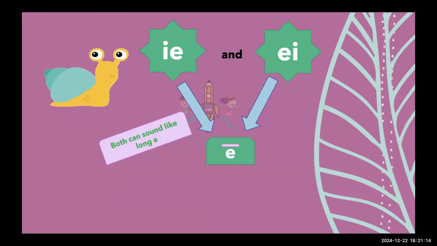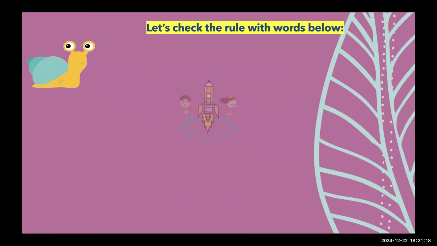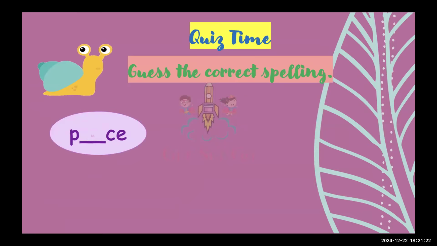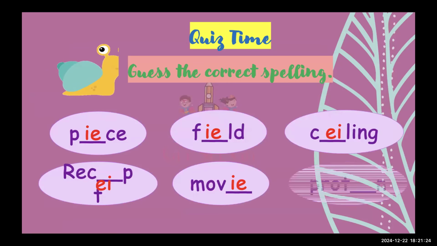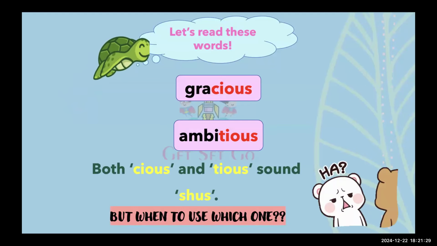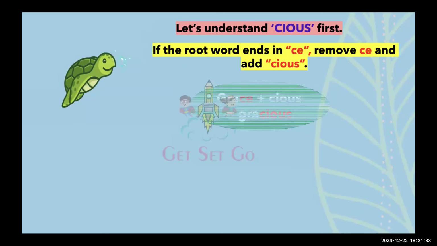Okay, so they can make a long E sound, both of them, IE and EI. Some words are there, and then the quiz time is there. After every explanation, you will see the quiz. Gracious, shus. Now the shus, CIOS or TIOS endings.